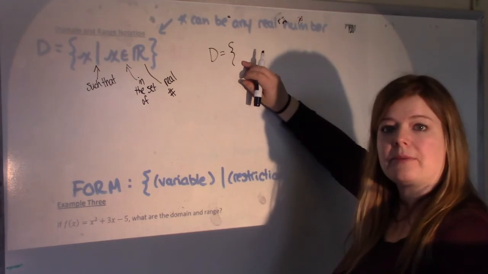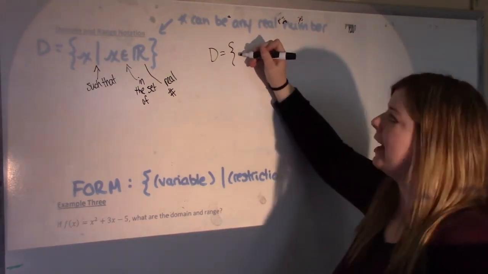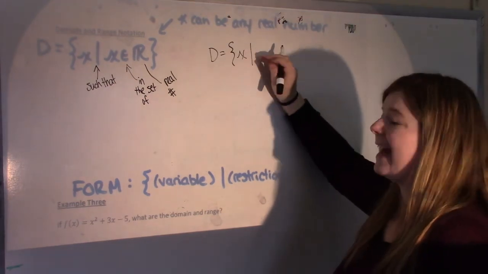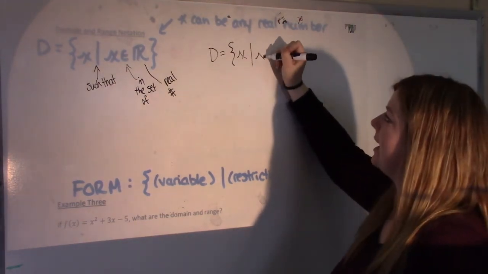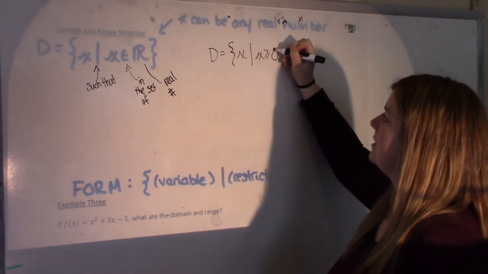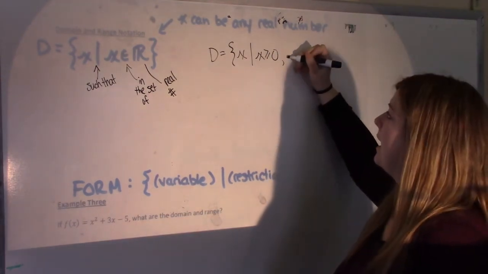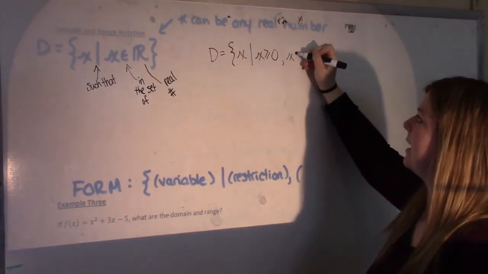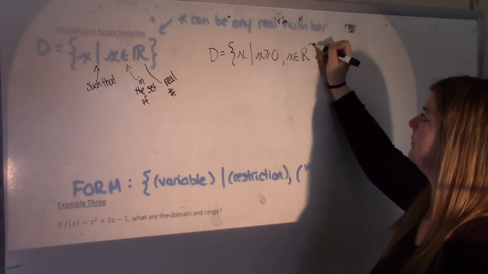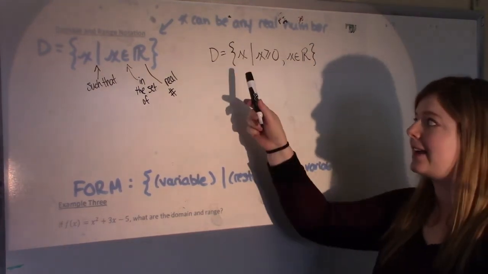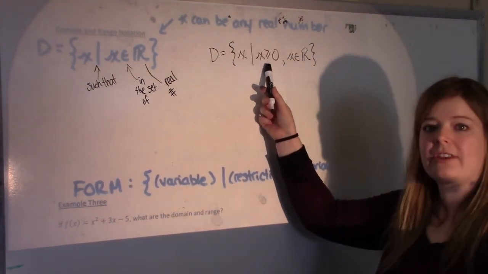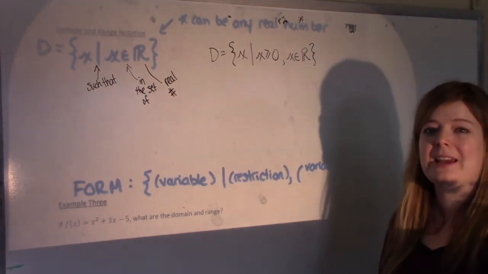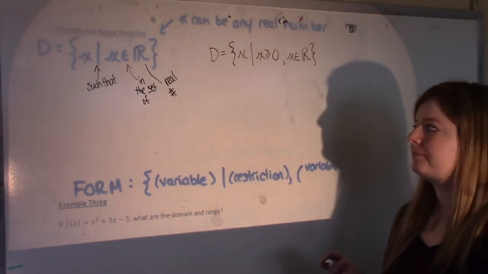So we still start with our curly brackets. And if we're using the variable x, we put x so the reader knows what variable we're using, such that now we put the restriction. So x is greater than or equal to 0, comma, and then we want to tell the reader what kind of numbers can x be. So let's say that x can be any real number. So this reads x such that x is greater than or equal to 0, and x is in the set of all real numbers. So x can be 0 or anything above it.